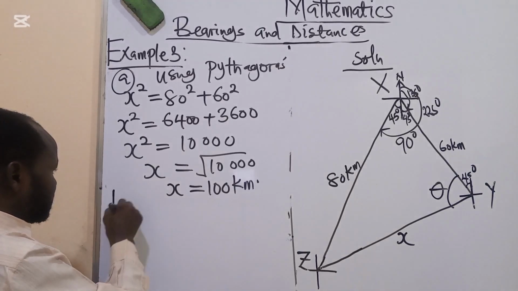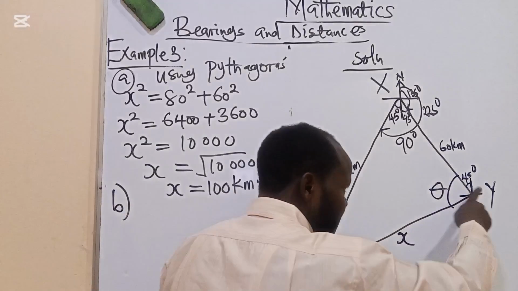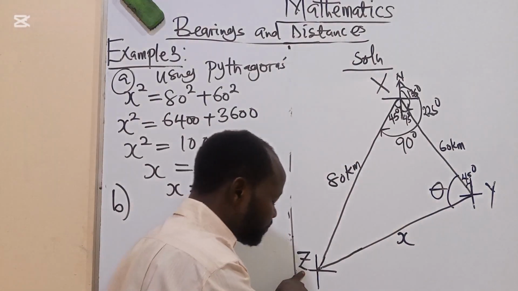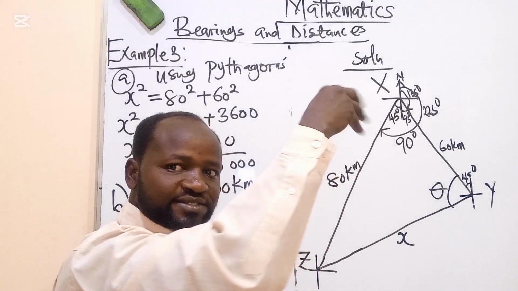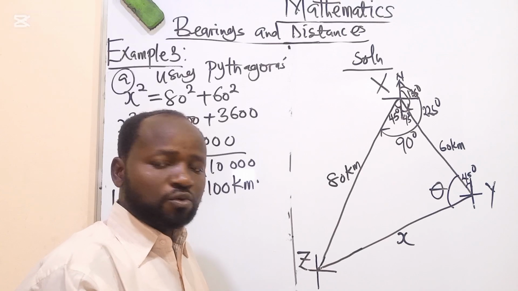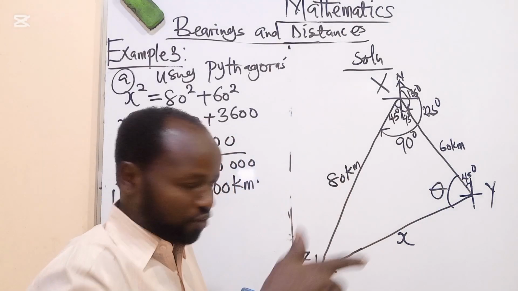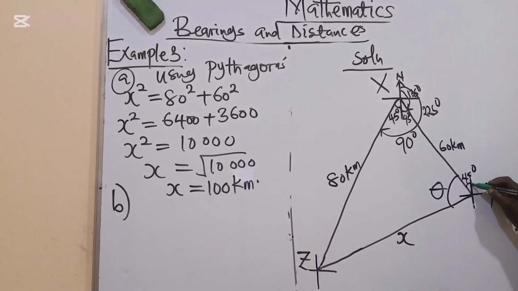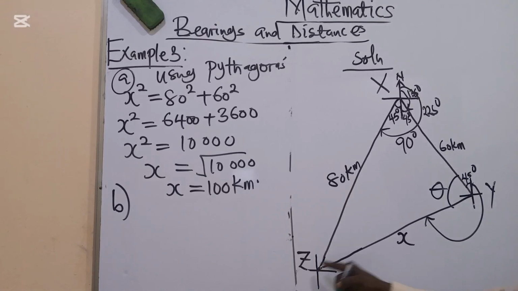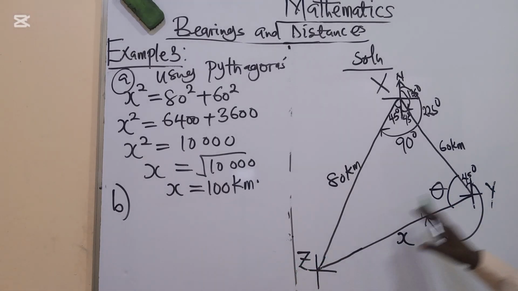For part B, we are asked to find the bearing of Z from Y. The bearing of Z from Y means we go to Y and start from the North Pole and keep moving in clockwise direction until we hit that line that is connecting X, Y, and Z. Then we stop. So this is the North Pole of Y. We keep moving and we hit this line that is joining them with Z. Then we stop.